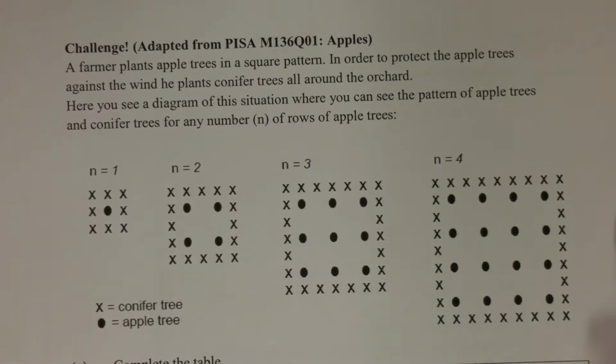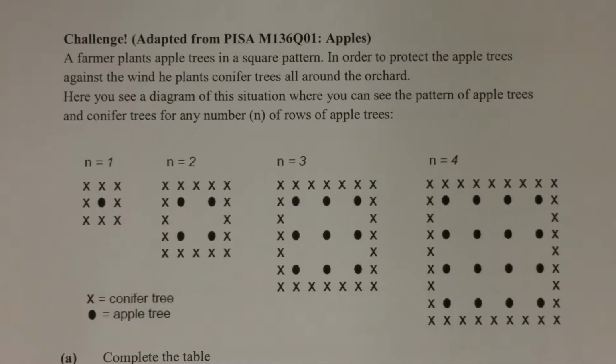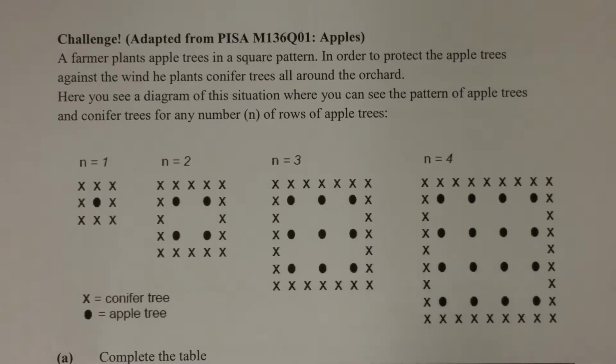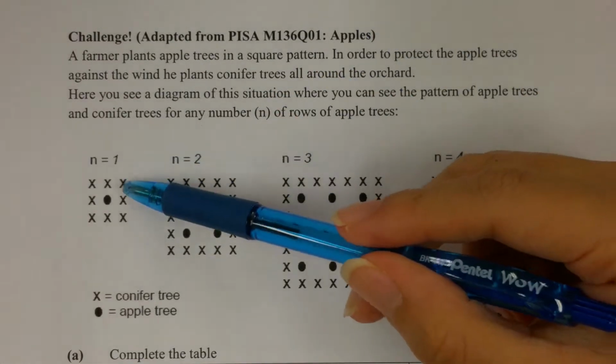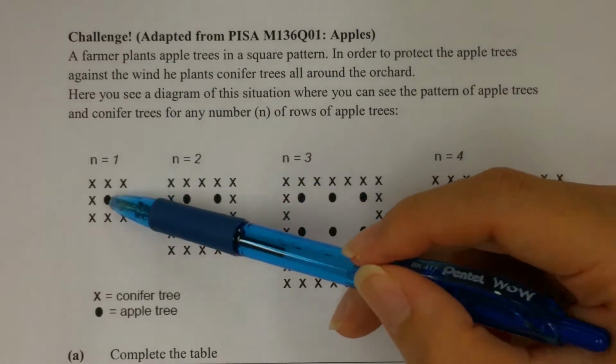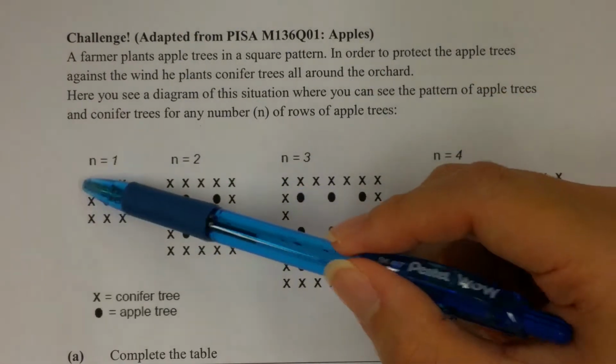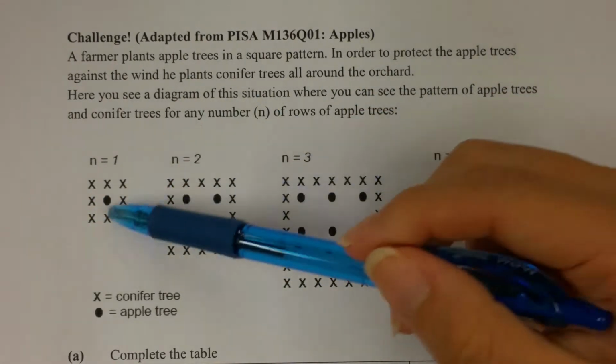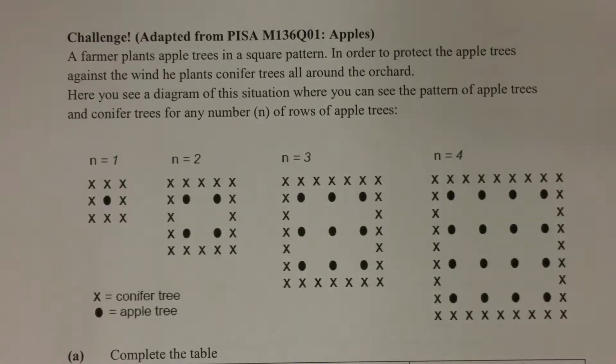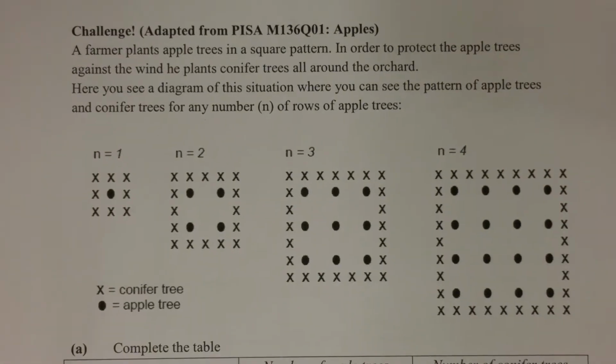Last question of your homework, okay? I think this is pretty easy to understand. The only difference is that you have two types of symbols here, okay? Dots and crosses. They have already told you that the crosses are conifer trees, the dots are apple trees, okay? So for A, you're supposed to complete the table, okay?